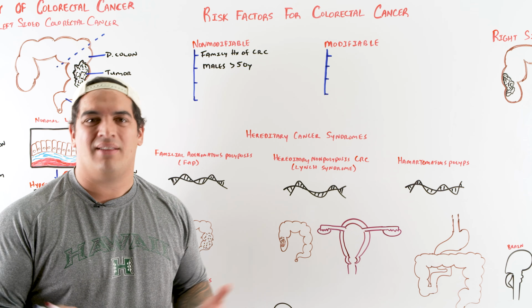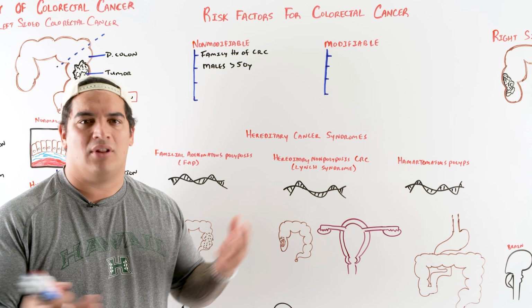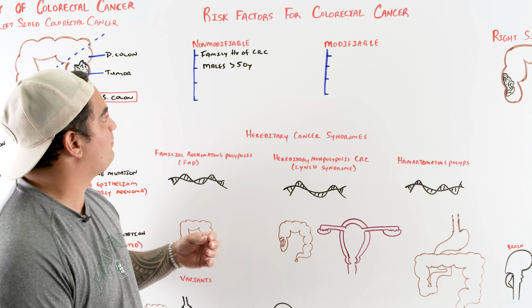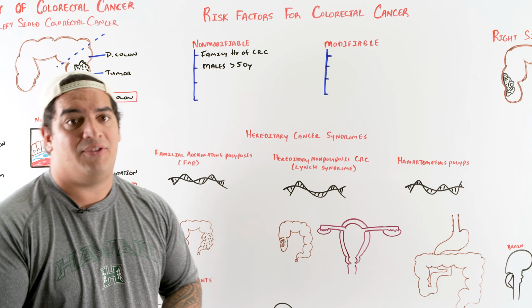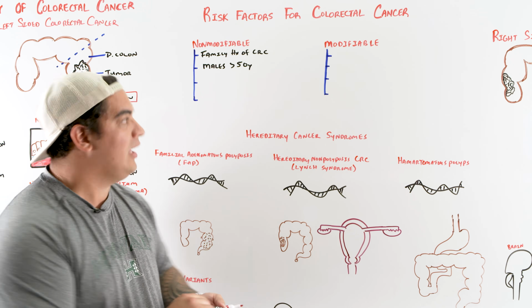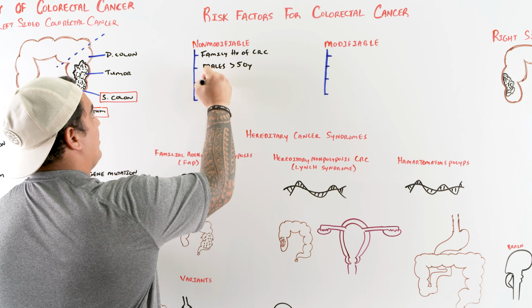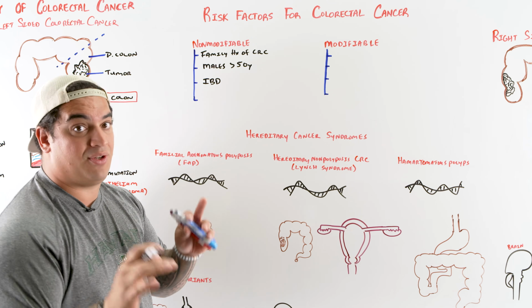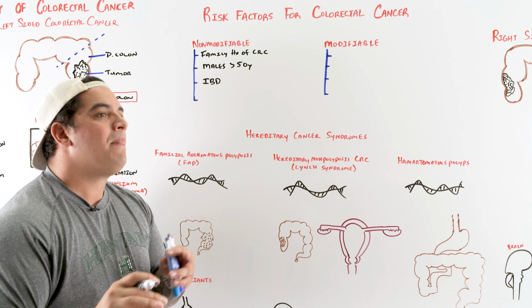We don't really know exactly how, but in males, they may have lower estrogen levels that give them less of a protective effect on colorectal cancer. Another risk factor is if you unfortunately have a disease that causes a lot of inflammation of the GIT, such as inflammatory bowel disease. There are actually two types: ulcerative colitis and Crohn's.